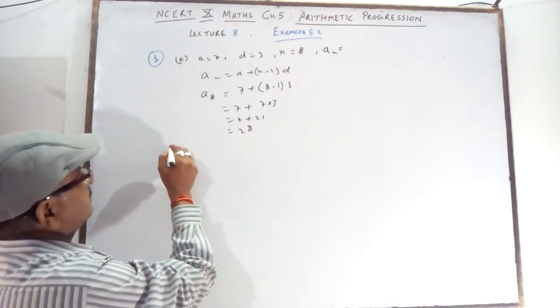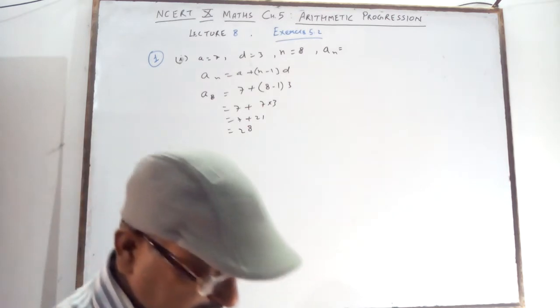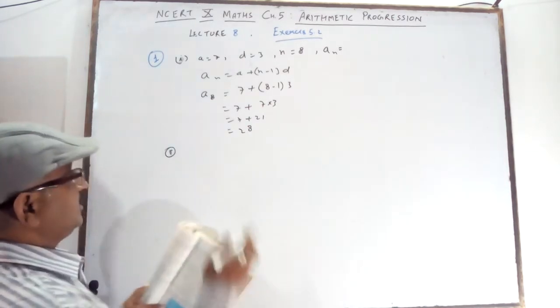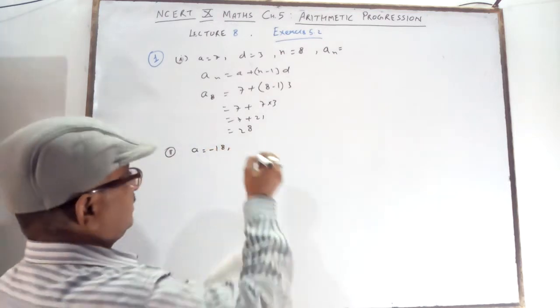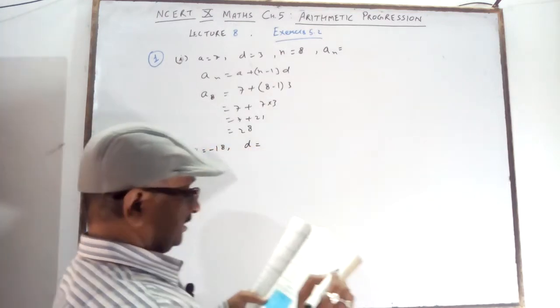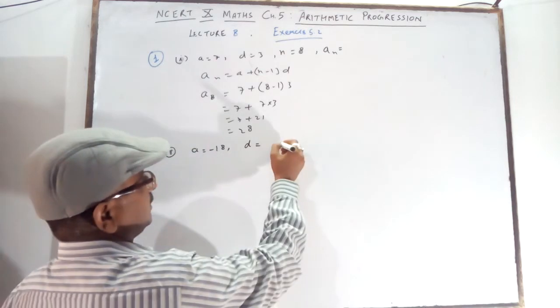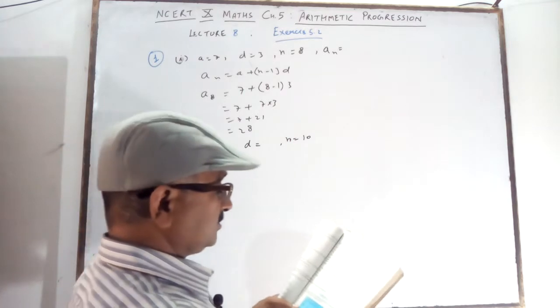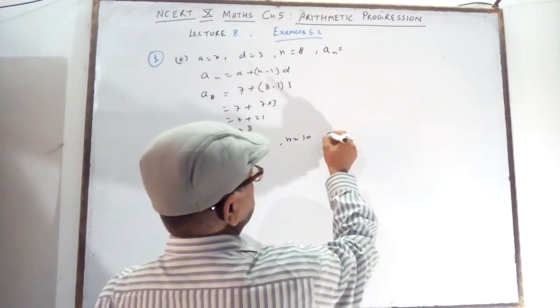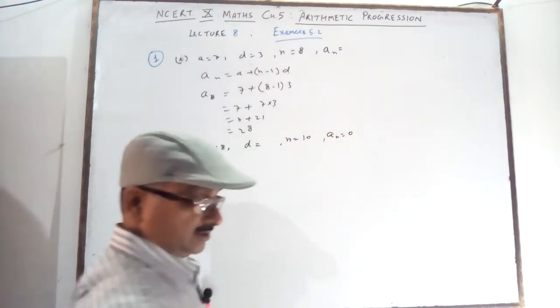Second part is given. A is equal to minus 18. D is not given, you want to find out. N is equal to 10. Write like this in your copy also. An is equal to 0 is given.